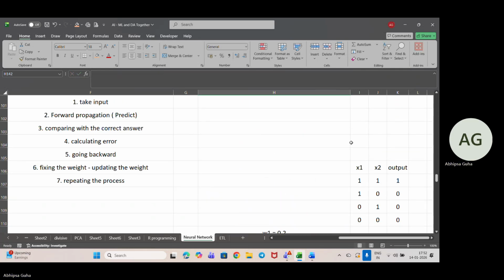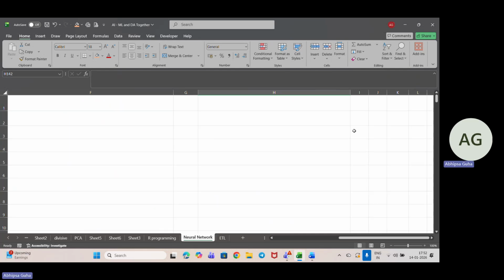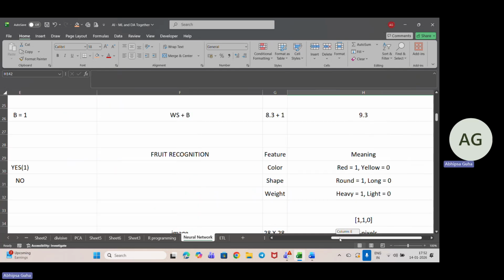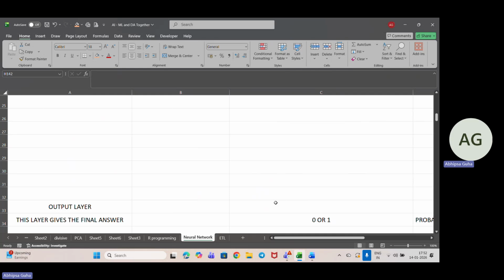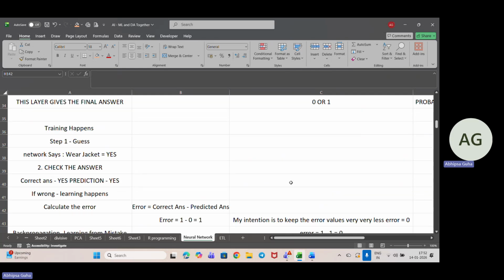So in the next session, we will be going ahead and in detail we will be learning about the different activation functions and the different types of neural networks. Like the simple neural network, we have already understood. We have understood about perceptron. Next, we will be understanding about CNN and RNN and eventually we'll be moving ahead.